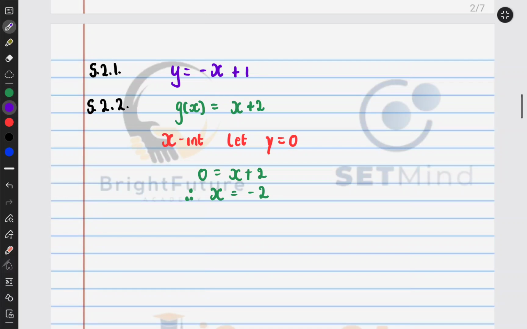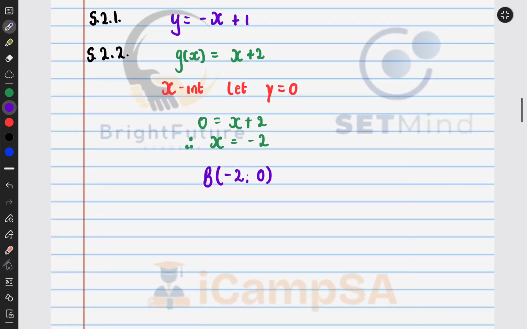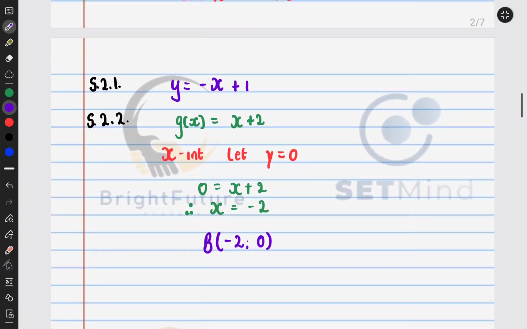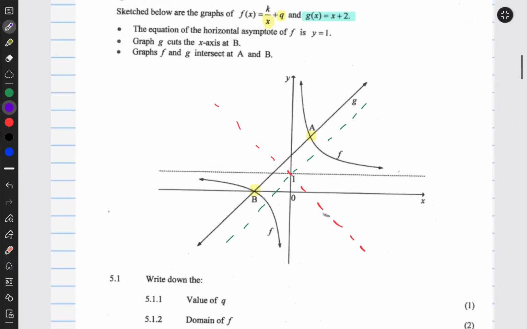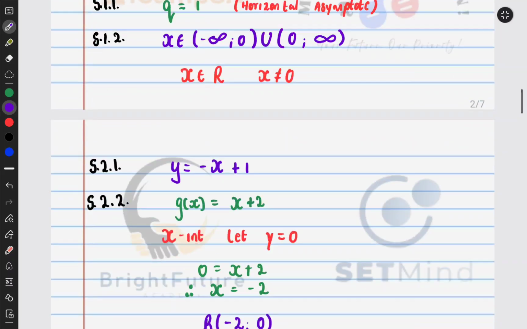Which means that the coordinates of b are negative 2 and 0. The b coordinates are shared between these two graphs, the graph of f and g. So b is the coordinate that we find on the function of g and also on the function of f. So we can use it to solve for k.